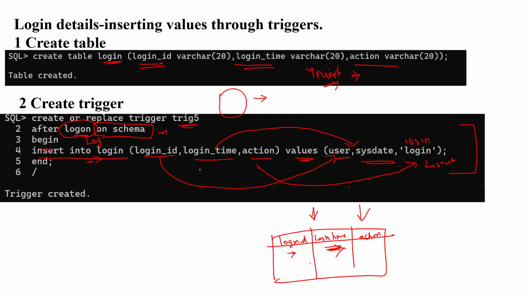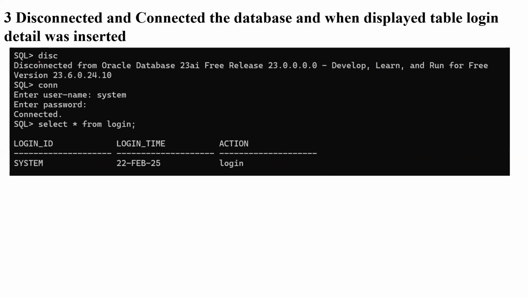It's a very simple trigger where you're inserting values, and they are not normal values. You're just making the trigger generate or collect the values from the system itself. Here I have used an option to disconnect from the system, so I have disconnected from the Oracle database. Usually we use the login ID and password to connect. By using the DISC command you can disconnect, and after some time I used the CONN command to connect back. The username was system and the password was my password, and I have connected to my system.